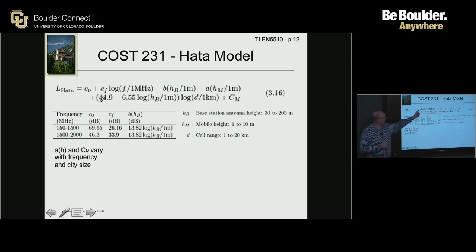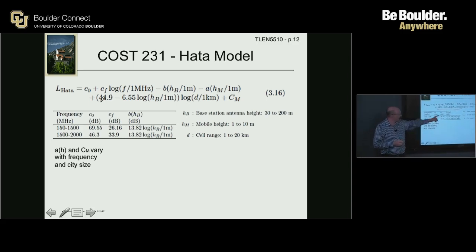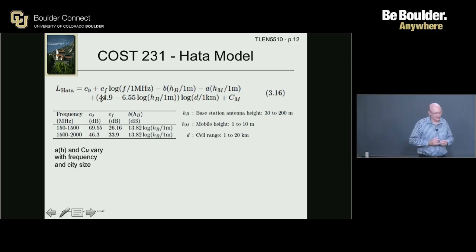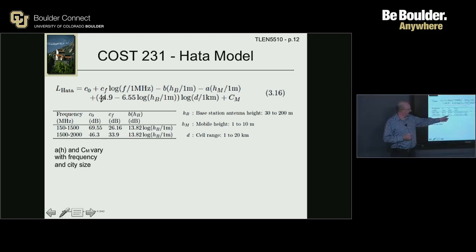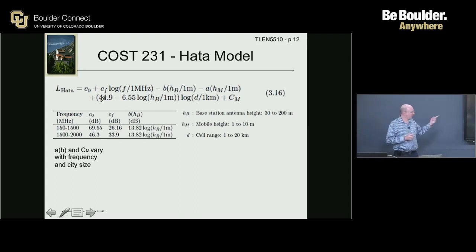Remember in free space we had a 20 log f, so that C sub f is something that's going to be pretty close to 20. In the original Hata model it's 26, and in the other it's quite big. And that's been criticized, that's a little too big. We expect things to vary in 20 log f. And how did they get there? Measurements, tons of measurements, and then linear regression.